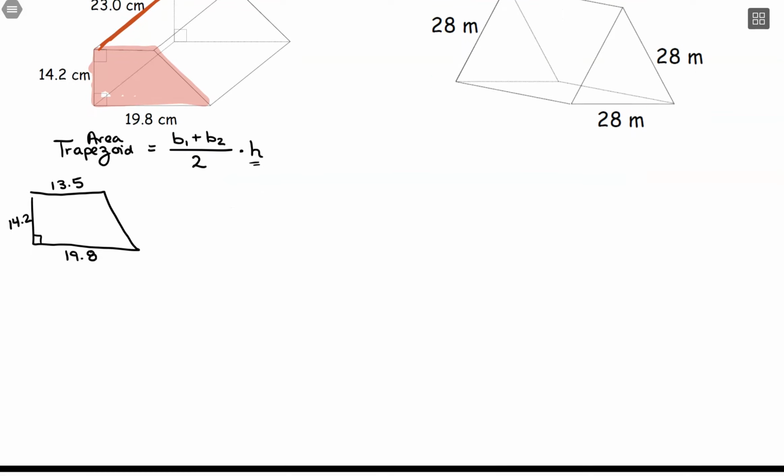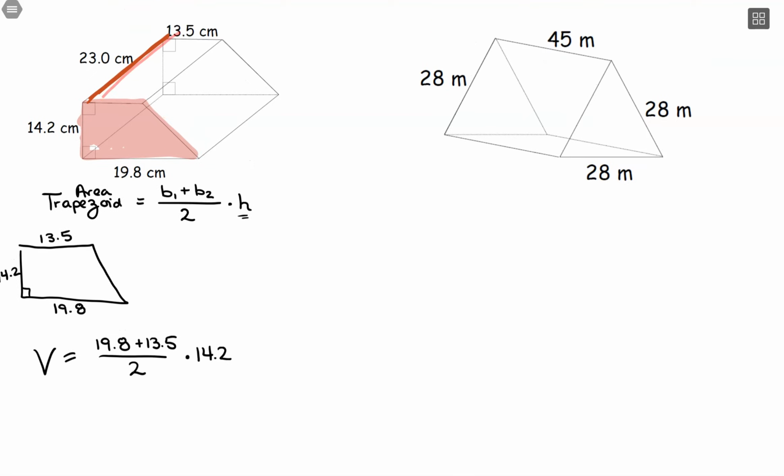So area of the trapezoid, what I'm taking is the 19.8 plus 13.5 divided by 2, and then multiplying by 14.2. That right there finds this area. So it finds the area of the base layer. Then to make this a volume, what I would need to do is then multiply by the number of layers I would have, or the height of the figure. So the height here is going to be 23.